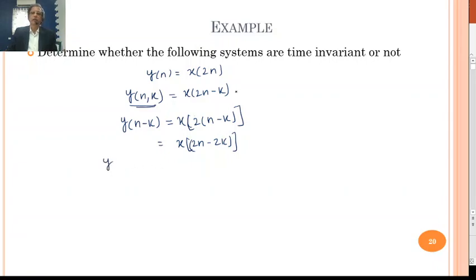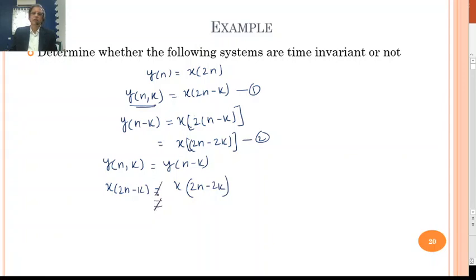Now verify whether equation 1 and equation 2 are the same. Now the left hand side and the right hand side are not equal, and the given system is a time variant system.